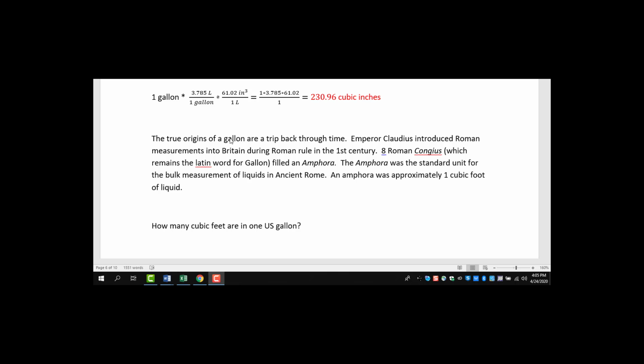So the gallon itself that you go and get milk in all the time, the true origins of a gallon are a trip back through time. Emperor Claudius introduced Roman measurements into Britain during the Roman rule in the 1st century. 8 Roman congiuses, the Latin word for gallon, filled an amphora. An amphora was the standard unit for the bulk measurement of liquids in ancient Rome. An amphora was approximately 1 cubic foot of liquid.